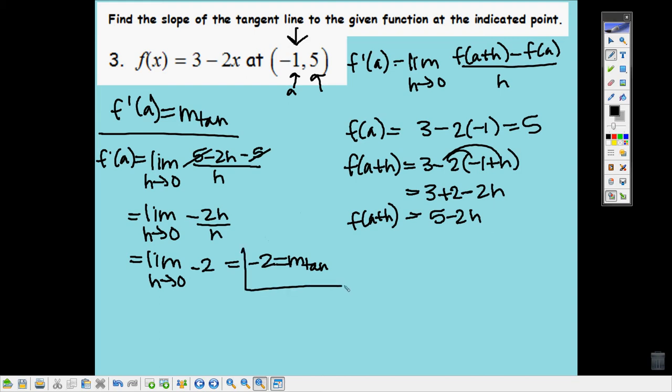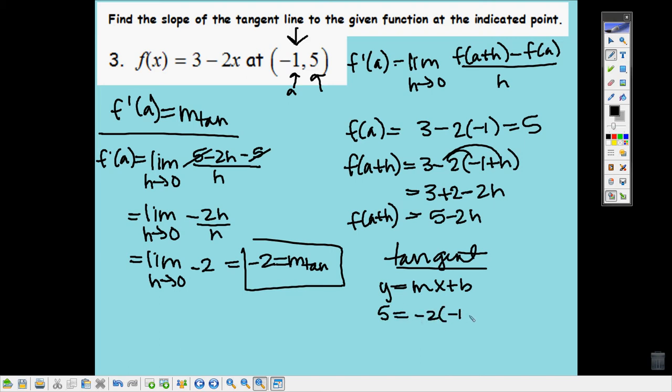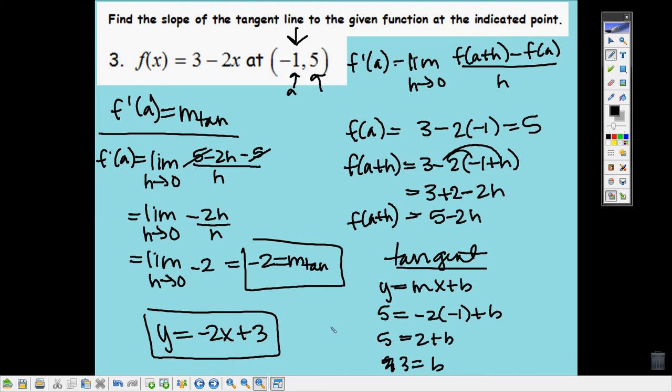Okay, so now we have the slope and we have a point, and we can absolutely write the equation of a line. So the equation of your tangent line is simply y equals mx plus b, if you so choose to do it this way. So I have 5 equals negative 2 times negative 1 plus b. So I have 5 equals 2 plus b. So 3 is equal to b. Okay? So that means I have y equals negative 2x plus 3, and that is the equation of my tangent line. Okay?